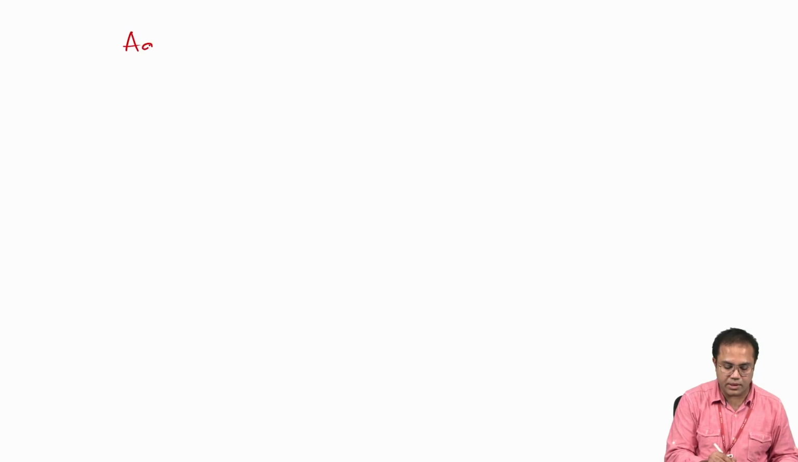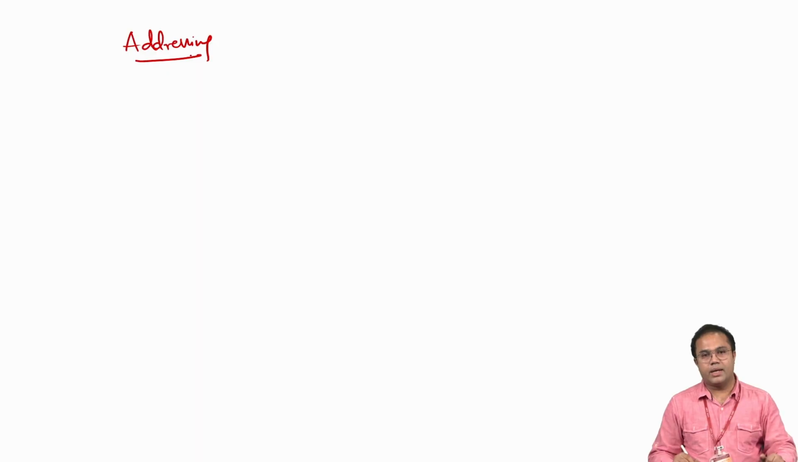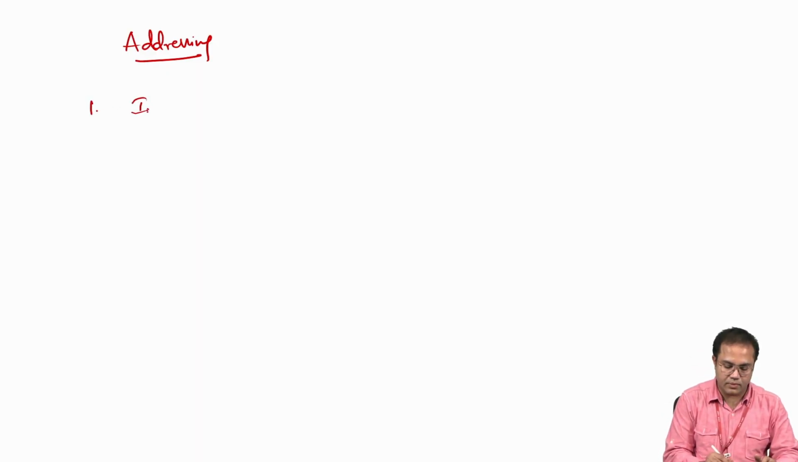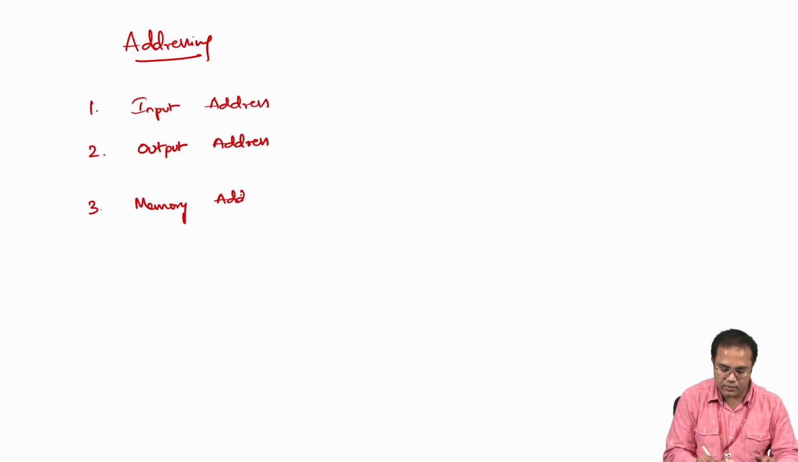So what is the significance of addressing of an instruction? Basically, addresses are categorized into 3: 1, input address; 2, output address; and 3, memory address. Right? So what is an input address?